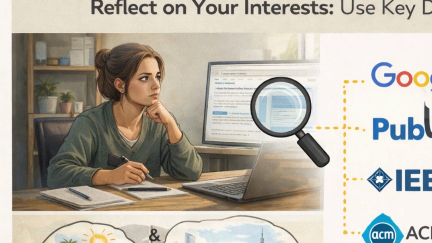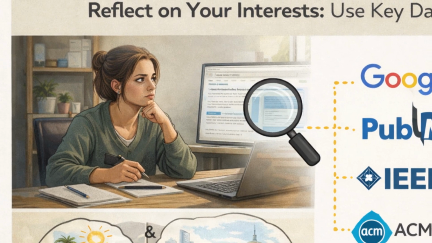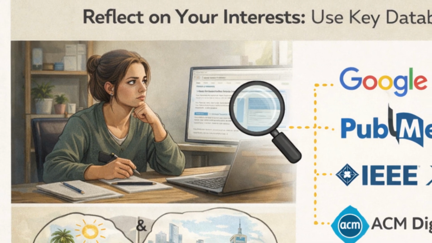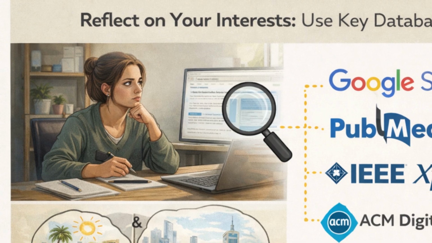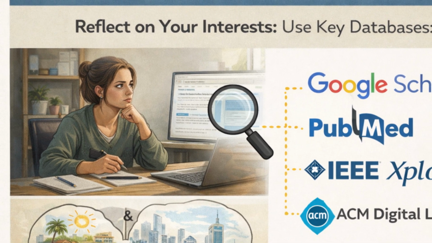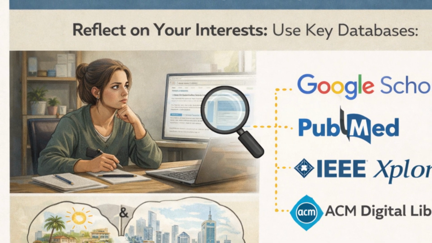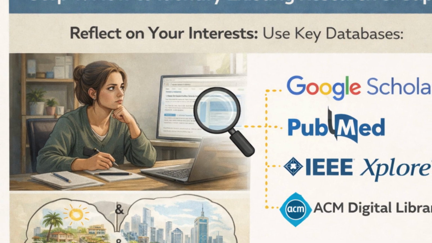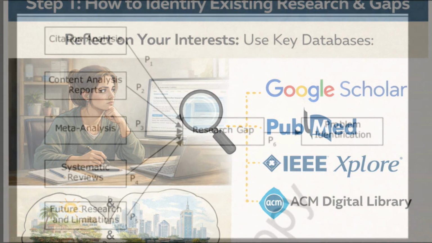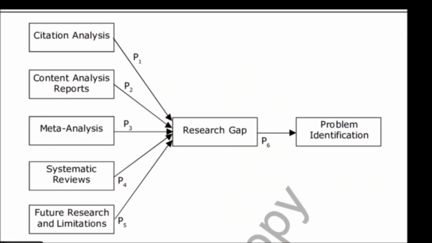Step 1. How to identify existing research and gaps. The first step is to survey the landscape of research in your broad area of interest. This means doing a bit of detective work in academic databases to see what's already been studied, and more importantly, what hasn't.